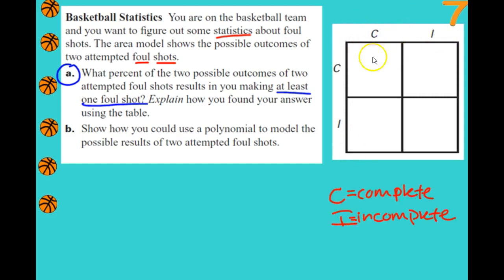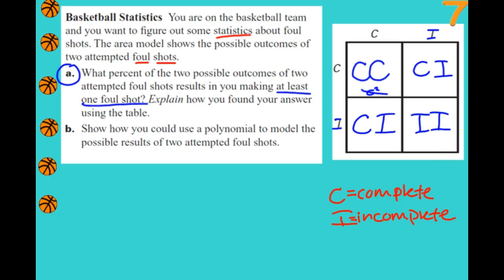So if we have 2 foul shots, and you could get complete or incomplete on any given one. Let's say we both get 2 completes. We could say 2 completes, CC. You could write that as C squared, but normally we don't write it like that when it comes to a Punnett square. Then over here we have 1 complete and 1 incomplete. This is an I. Then over here we have 1 complete and 1 incomplete. Notice I wrote them both in alphabetical order, C and then I, C and then I. And then at the end we have incomplete and incomplete. So these are all the possible outcomes you could get.